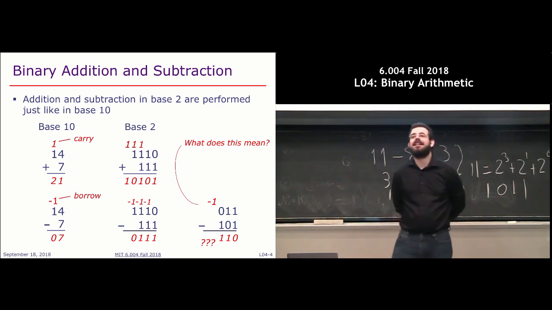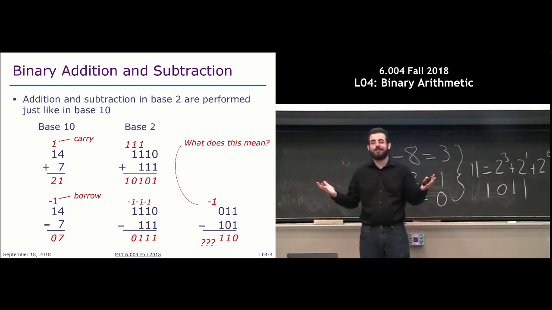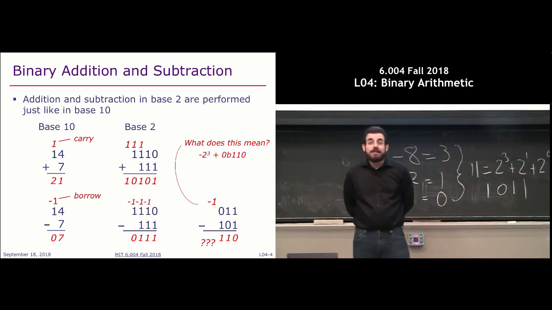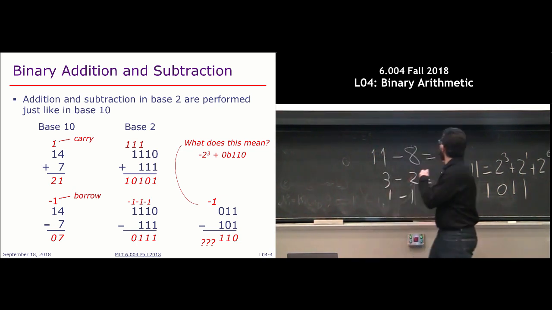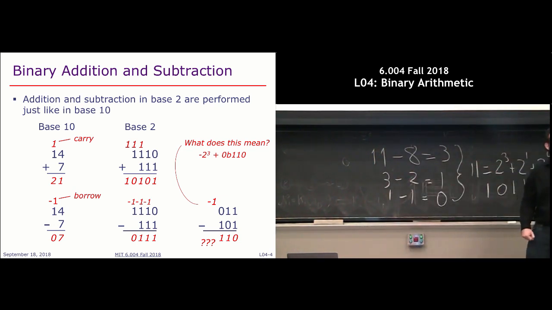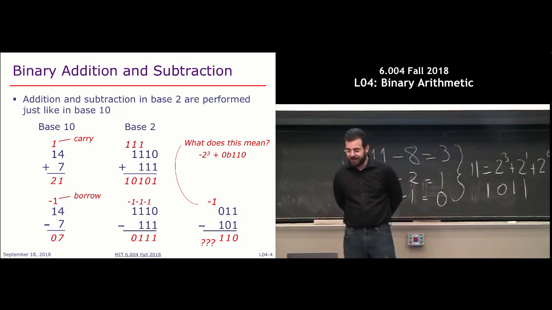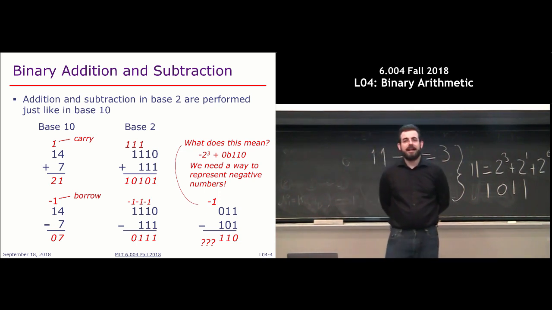Yes. And have I told you how to represent negative numbers? No. So, of course, it's out of range. Right? But basically what this means is minus 2 to the power of 3 plus this positive number over here. Right? So this is minus 8 plus 6, minus 2. Yeah, it makes sense. But we need a way to encode negative numbers. And so that's what we're going to do in the next few slides.